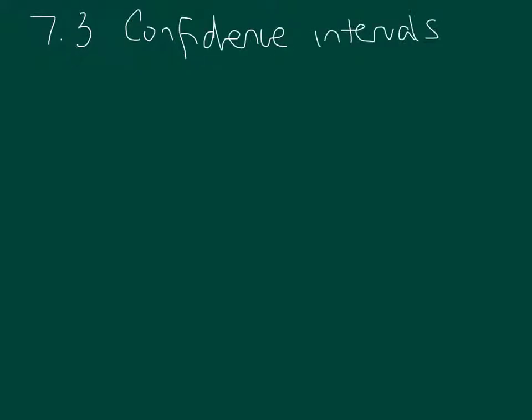Okay, so we have one more type of confidence interval we need to learn for this book, and this one deals with proportions. So this is section 7.3. This is confidence intervals for proportions. So this one uses the central limit theorem again.